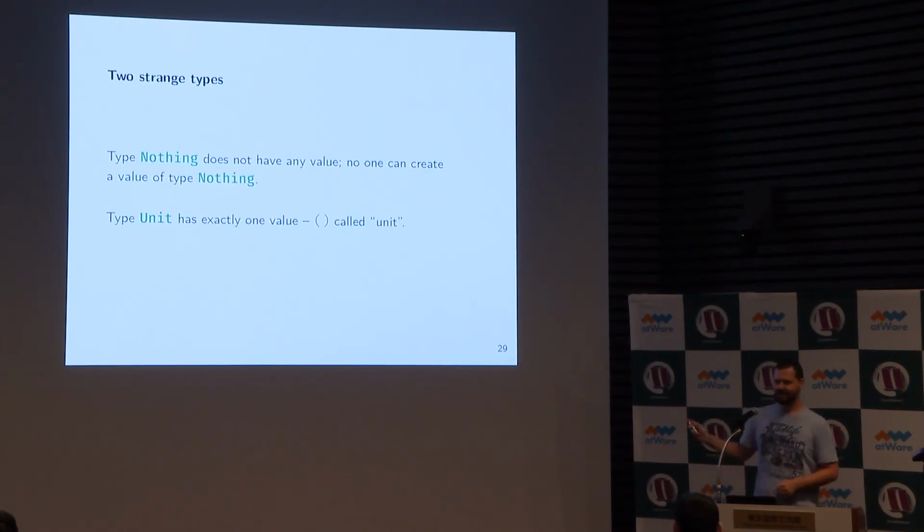Before I start, let's remind ourselves, what are types Nothing and Unit? They are two quite weird types that exist in Scala. Type Nothing is a type that has no value. You cannot create a value of type Nothing. Then there is a type Unit that has exactly one value. The value is written like this, empty parentheses, and it's called unit. Just remember, Nothing, no value, Unit, one value.